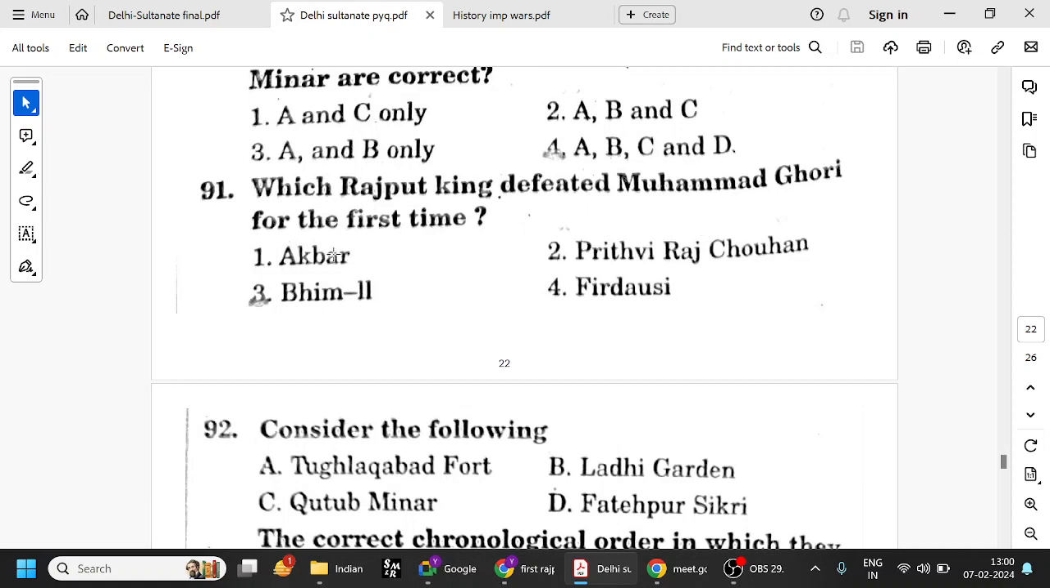Akbar is Second Battle of Panipat. Okay, the First Battle of Panipat, 1526, is between Ibrahim Lodi and Babur. Akbar and the forces of Hemu and Adil Shah, that is 1556. All those are very important.